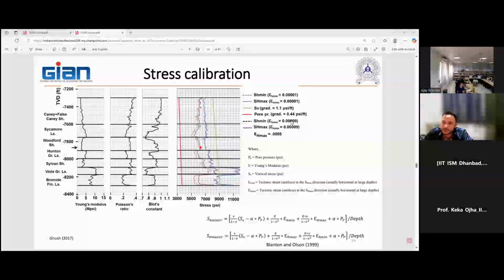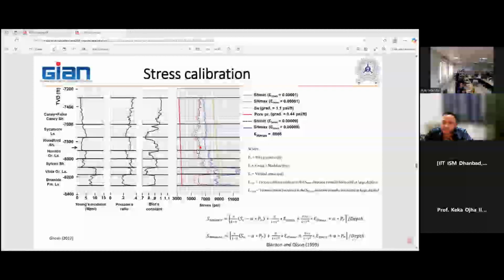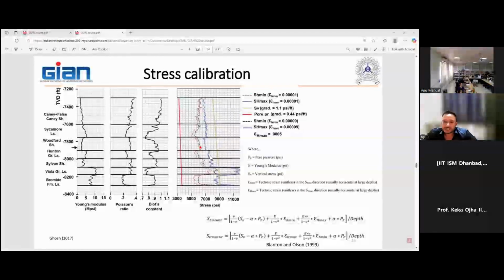You can look at this. This is the pore pressure, assuming normal pore pressure of 0.44 psi per foot. This is the vertical stress, assuming 1.1 psi per foot. So this is the vertical stress, and this is the SH max. This is the SH min. The dotted lines are SH min under different tectonic strains, and this is the SH max. So now you have the full range of data you need to start building your geomechanical model. You have all these stresses.